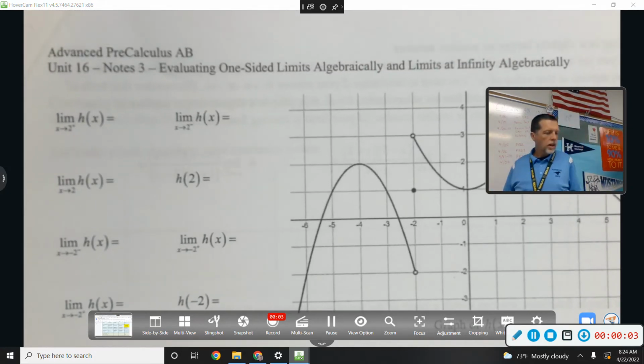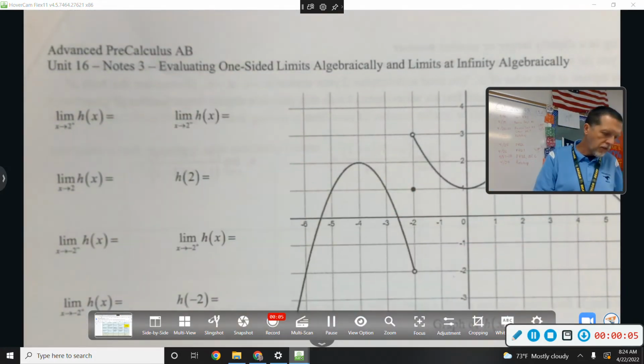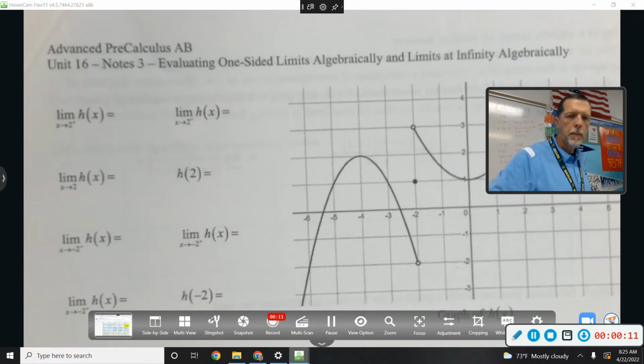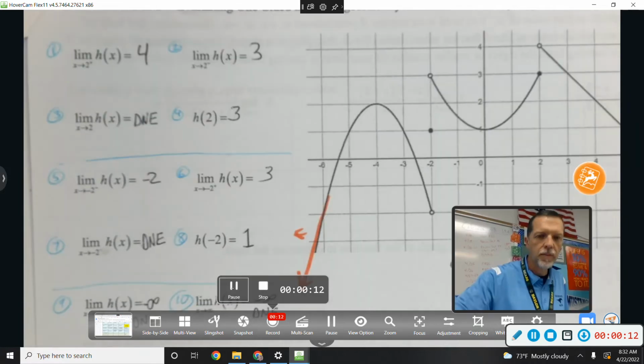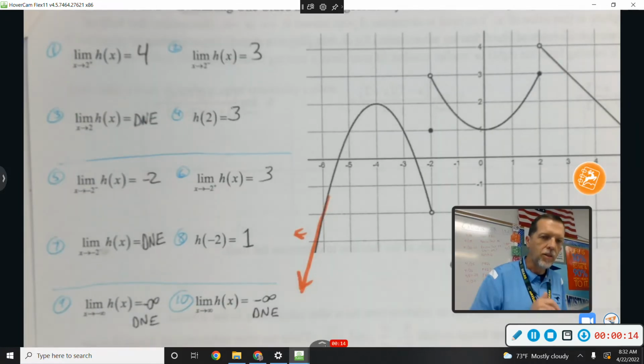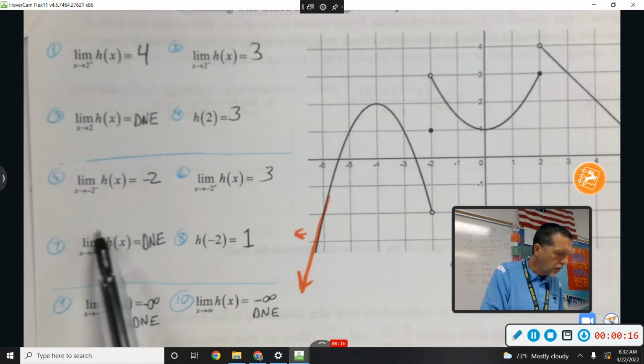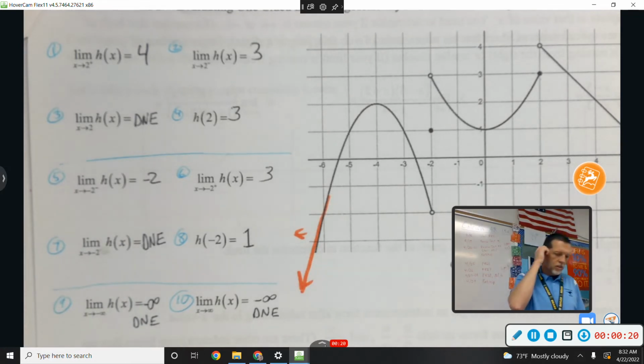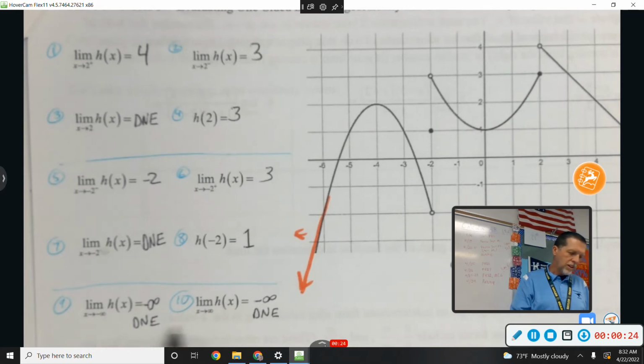Notes 3. Answer those 5 questions by looking at that graph. All right, so one little change there was we didn't want a side limit for number 7. So check those answers. Kind of a quick question here on 9 and 10.